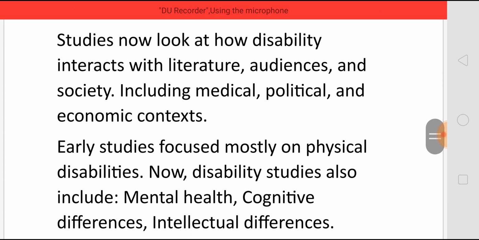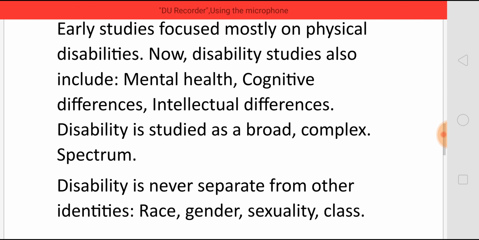Studies now look at how disability interacts with literature, audiences, and society, including medical, political, and economic contexts. Earlier studies focused mostly on physical disabilities, but now disability studies also include mental health, cognitive differences, and intellectual differences. Disability is studied as a broad, complex spectrum.